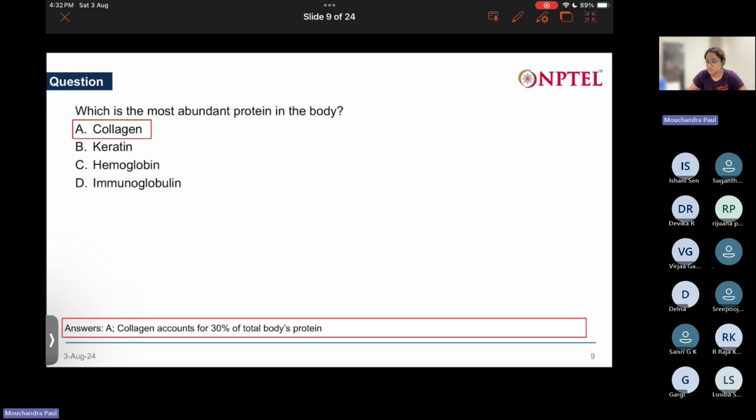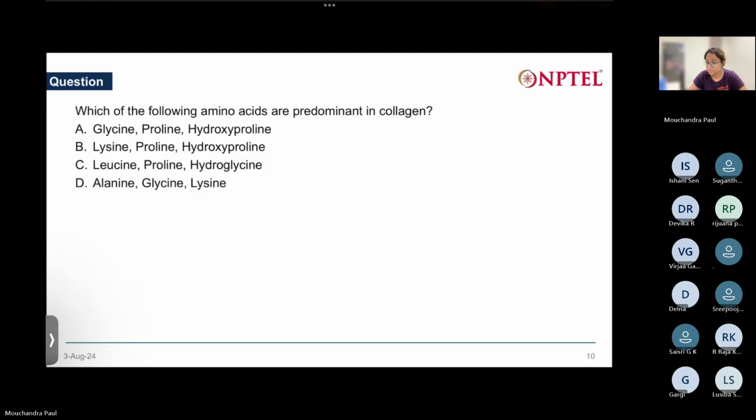All right. So now again, based on collagen, which of the following amino acids are predominant in collagen?